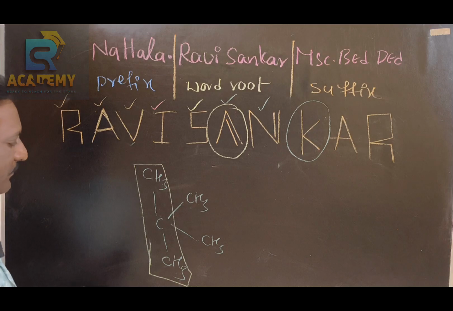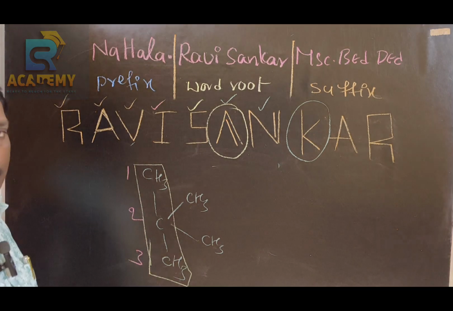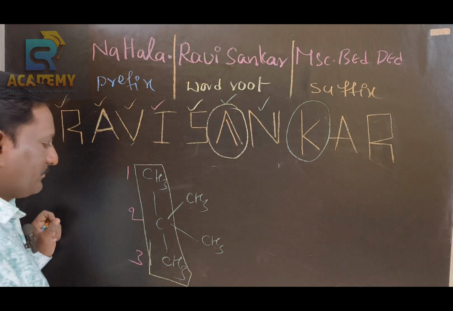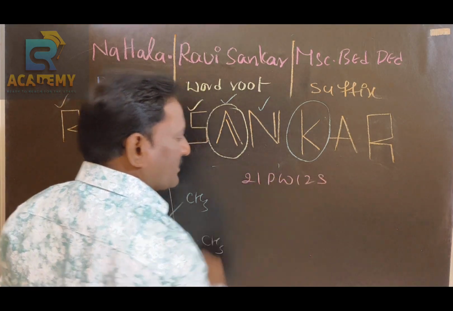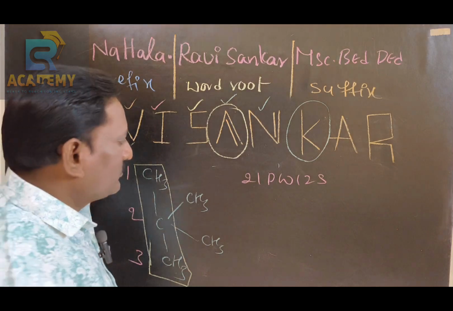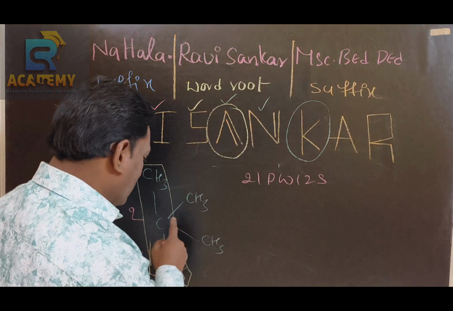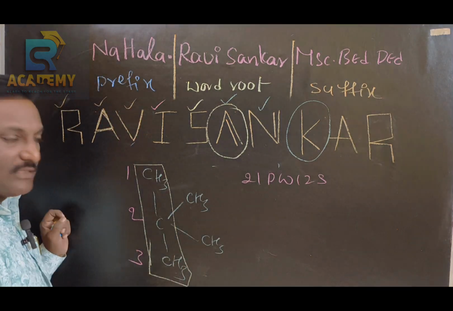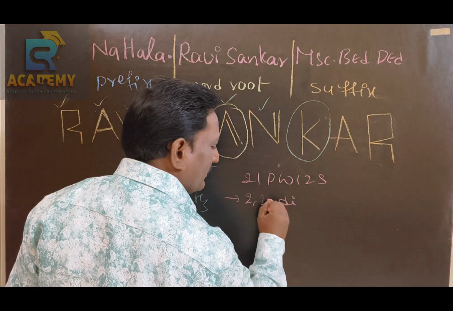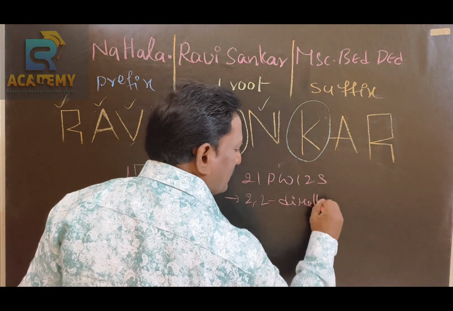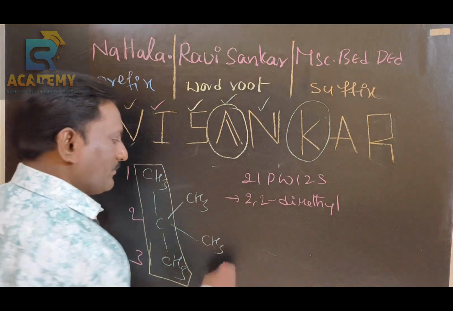So let us give numbering. 1, 2, 3. Keyword: 21PW12S. Secondary prefix, branches. Yes, branches are there. At the second carbon, two methyls are there. 2, 2 dimethyl.